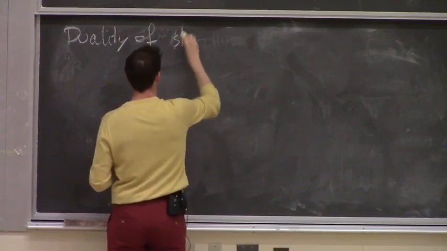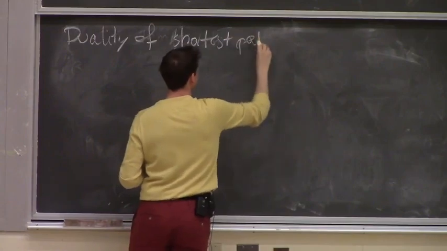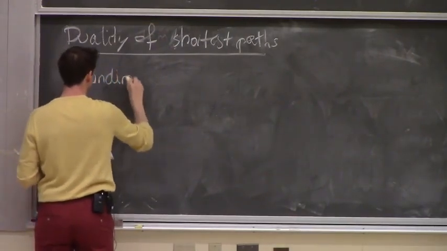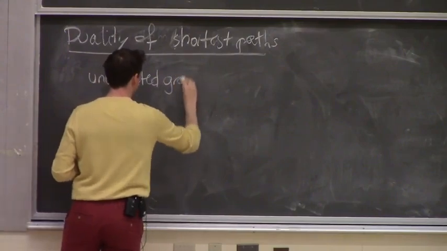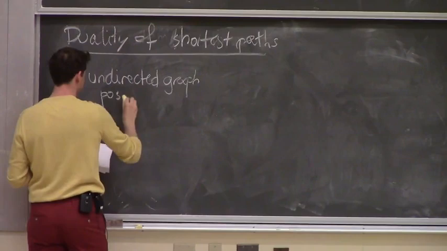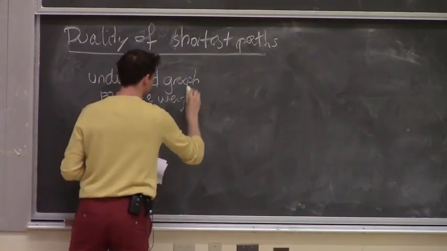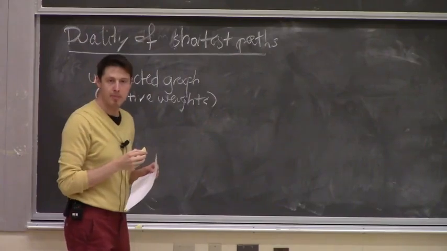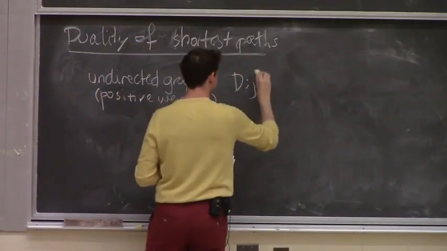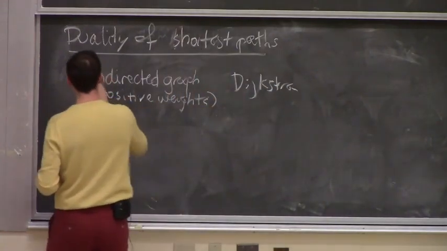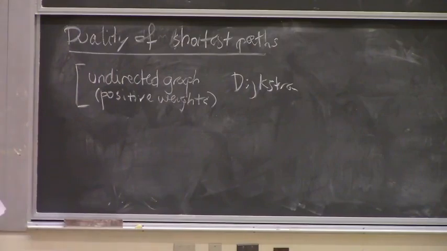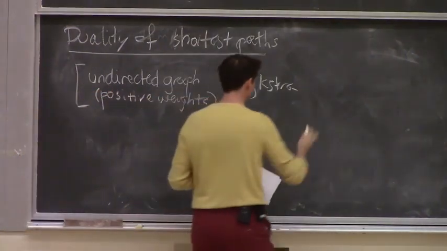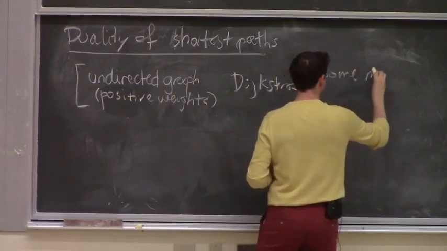Duality of shortest paths. When we have this undirected graph, and let's say for simplicity that we have positive weights, what algorithm do we run? Dijkstra, right? Even though I'm not going to do it explicitly, you can write it as a linear program. Are we going to max or min? We're going to min, right? It's a min LP.